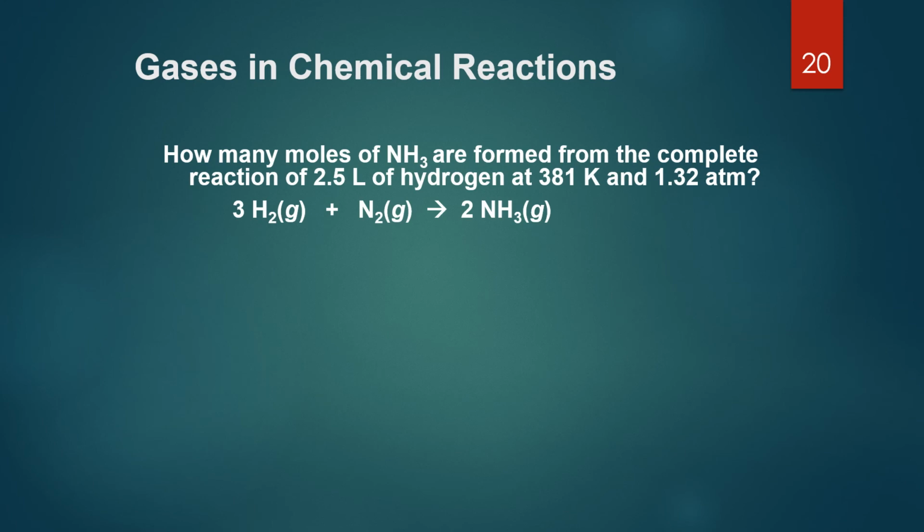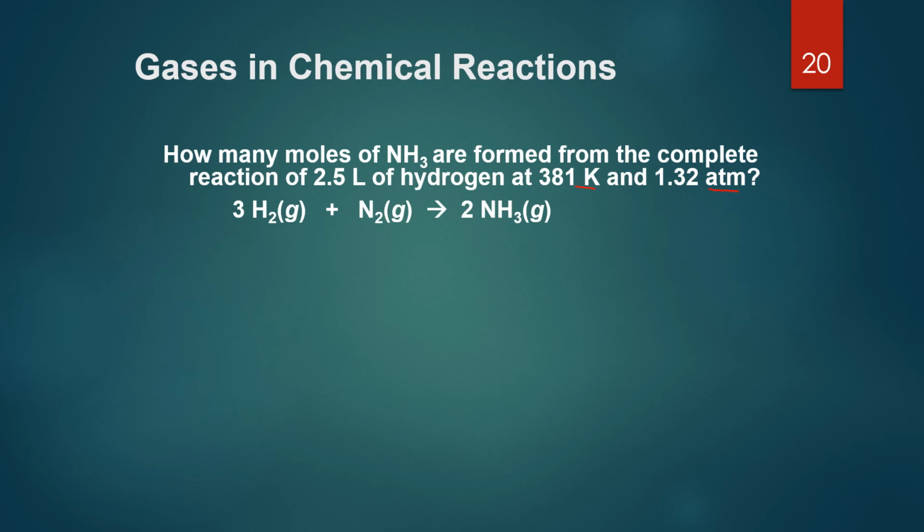So here is an example of using stoichiometry and relating it to these gas laws. Say I have a question that asks, how many moles of NH3 are formed when I react 2.5 liters of hydrogen under this temperature and at this pressure?